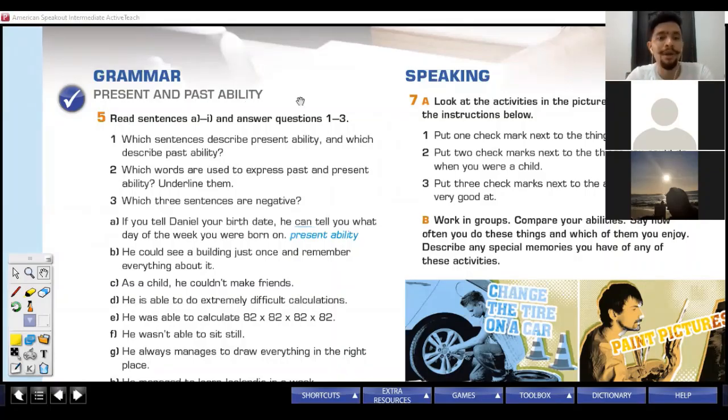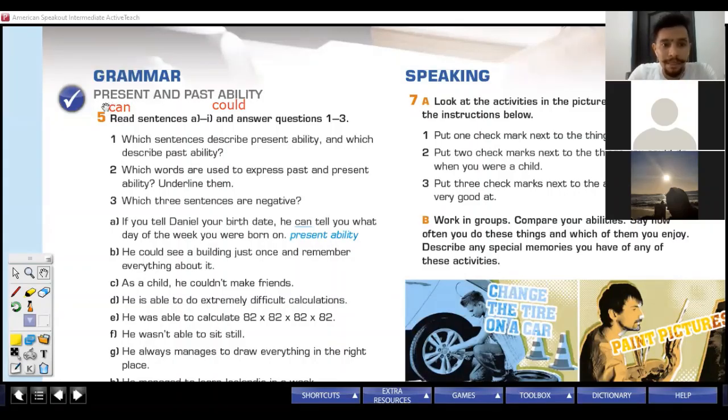How do I express ability in the past? I use could, right? So we have two things. We have can and we have could, right? So for the present, I use can, and for the past, I use could, right? So this is how we do it here, right?